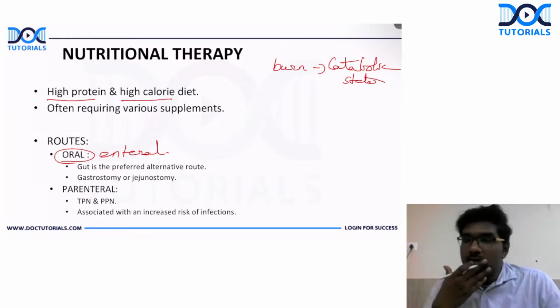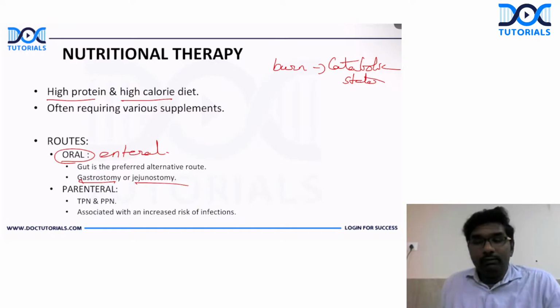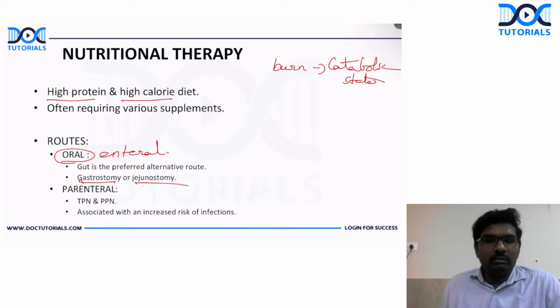If the patient is having burns over the face and neck, then we will go for either a gastrostomy or jejunostomy, that is, feeding gastrostomy or feeding jejunostomy. Next, if enteral nutrition is not feasible for that patient, then we will go with parenteral nutrition, that is either total parenteral nutrition or partial parenteral nutrition. But parenteral nutrition has its own complications, and there is an increased risk of infection also.